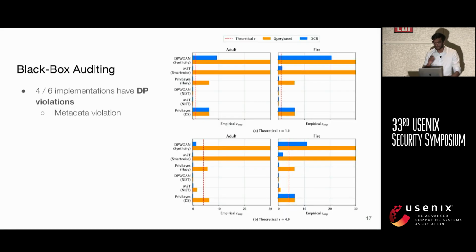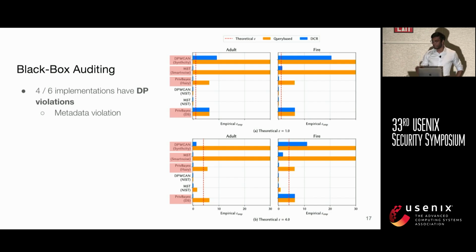And what we find is that, so this graph basically shows the empirical epsilon, so those are the bars, and the red lines are the theoretical epsilons. The key thing here is that the bars are not supposed to exceed the red lines, but as you can see, in about 4 out of the 6 implementations, it's already exceeding, and that's a big problem.